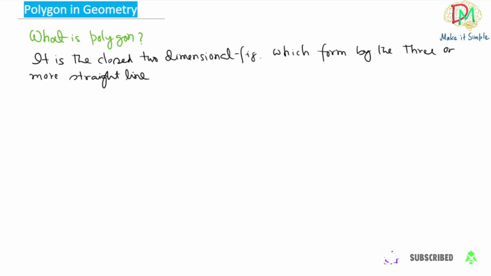First we learn what is a polygon. It is a closed two-dimensional figure which is formed by three or more straight lines. Let's understand this definition.